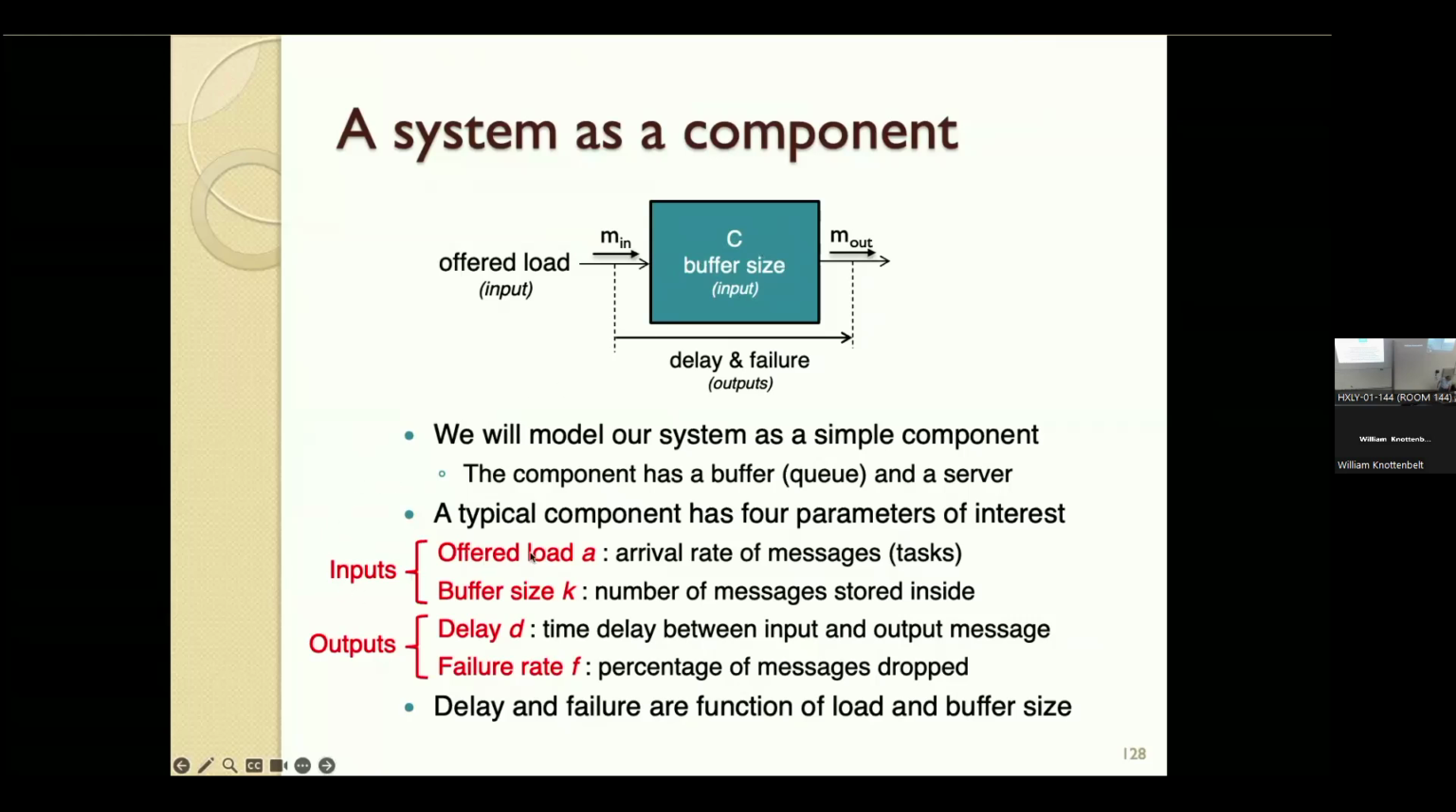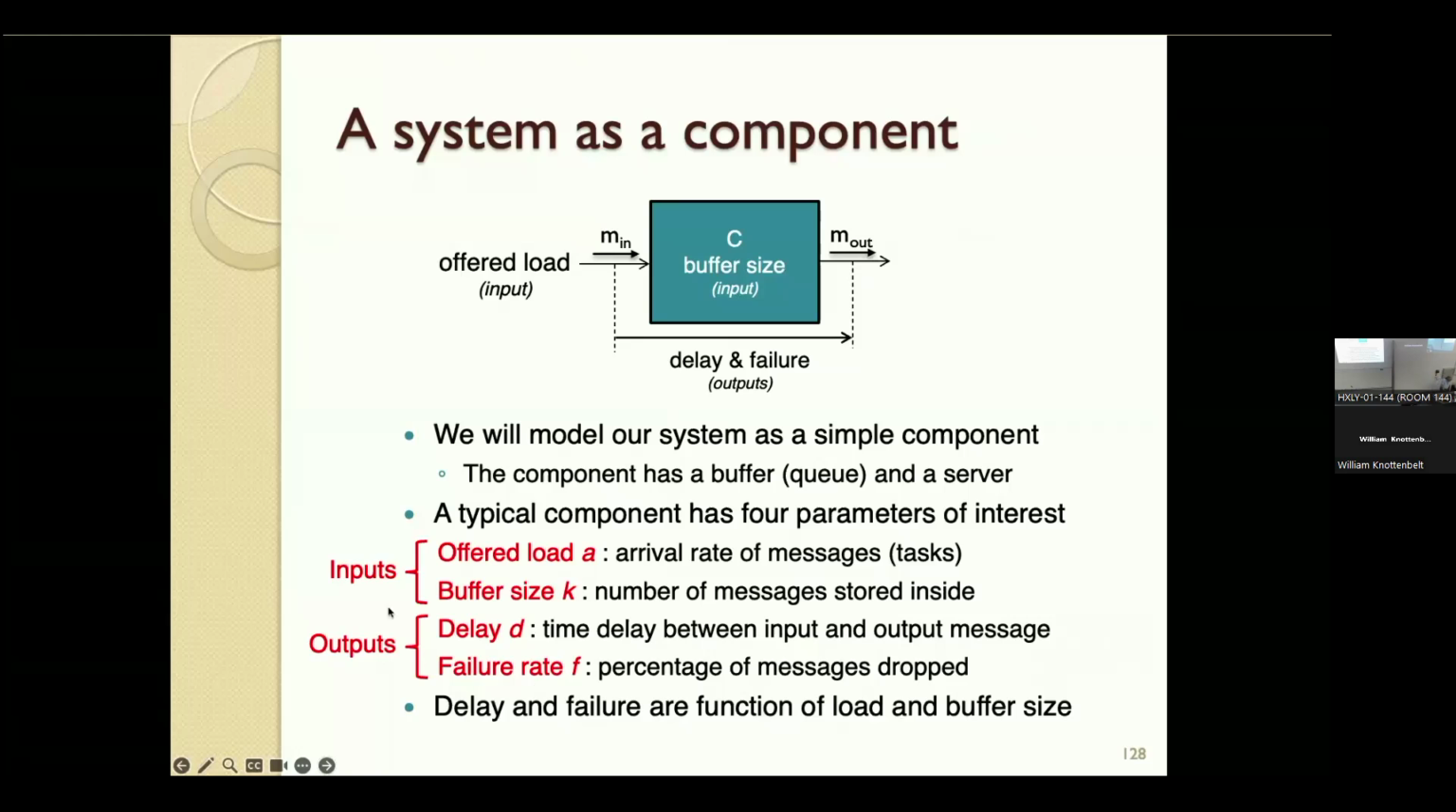So there's basically 4 parameters. There are 2 inputs and 2 outputs. The input is the offered load, which is typically written with a little a. This is the arrival rate of messages, tasks per time unit. And the buffer size k is how many pending tasks can be stored inside the system. Then there are 2 outputs: the delay between an input and when it finally gets to the output, and a failure rate, because sometimes messages could be dropped, maybe when the buffer is full. Notice the D and F already correspond to delta Q. You can see the relationship here.